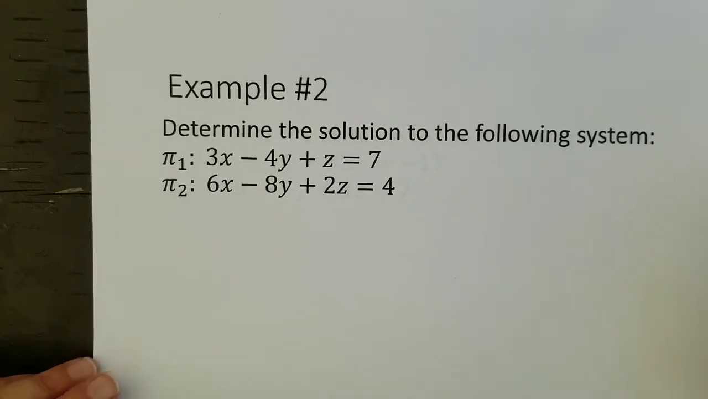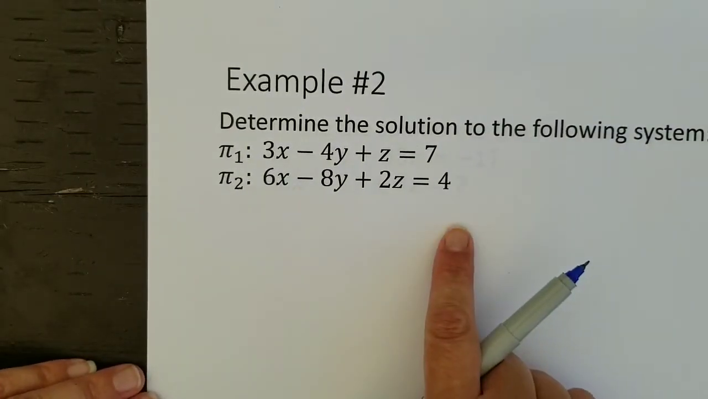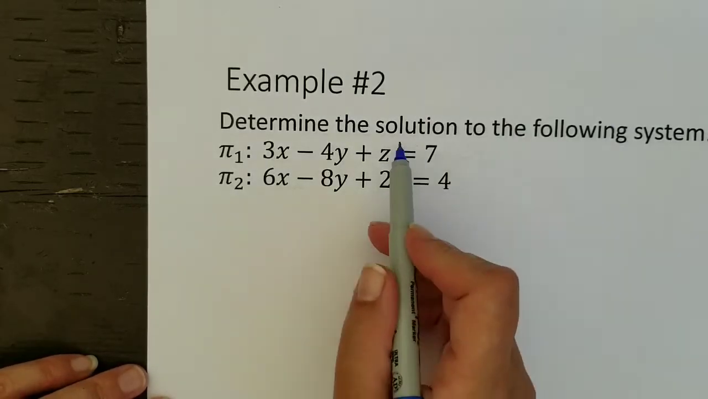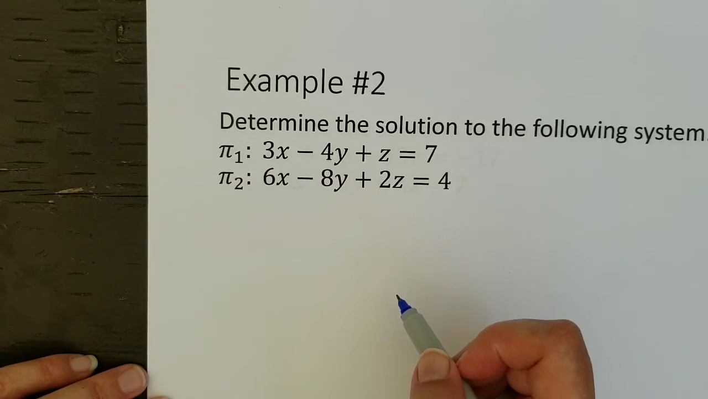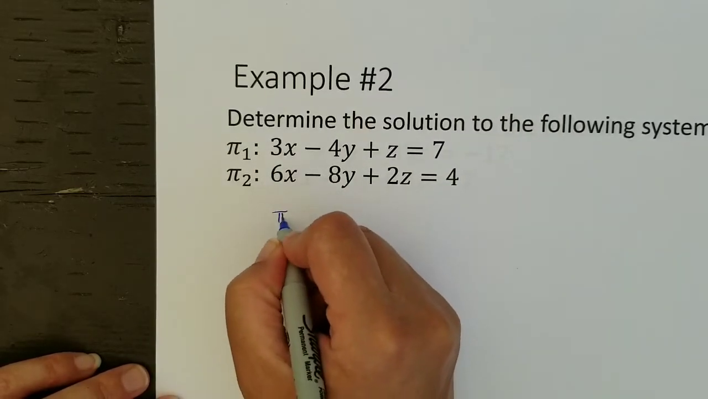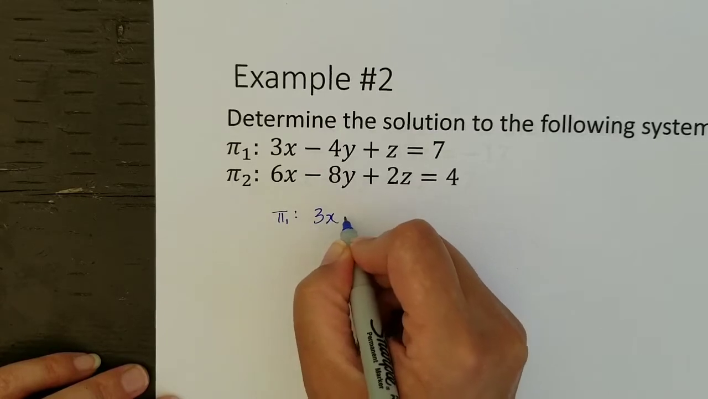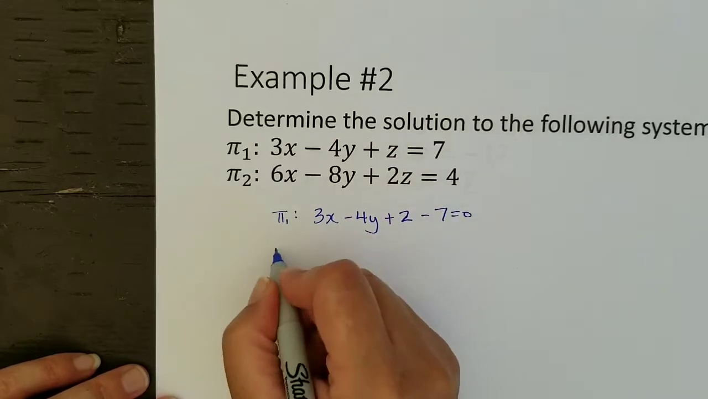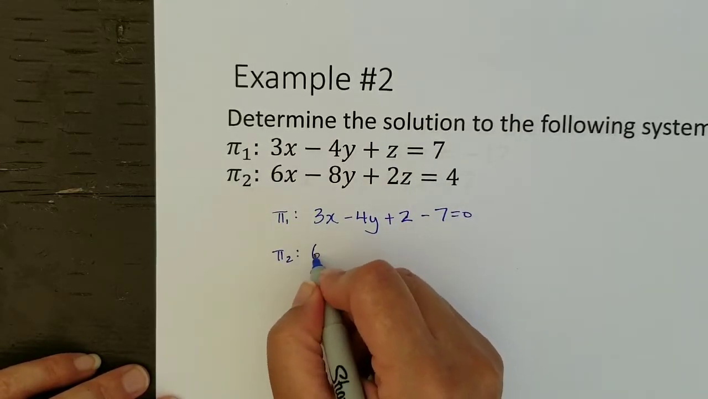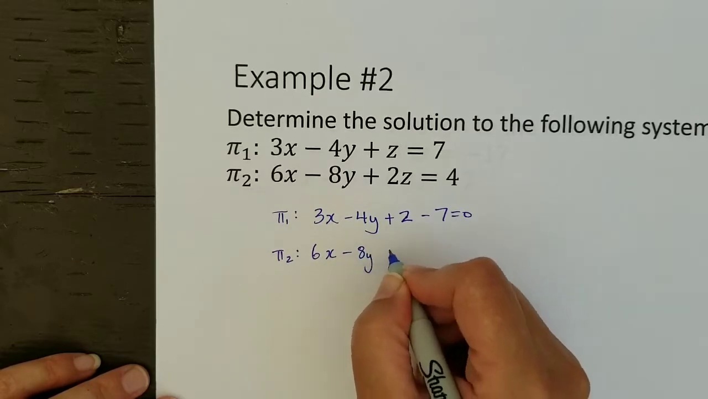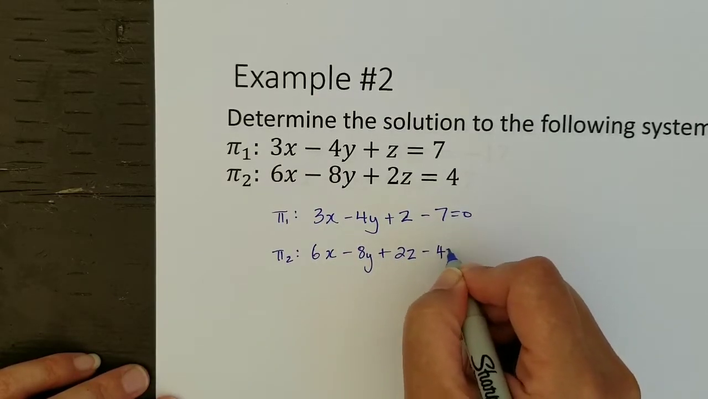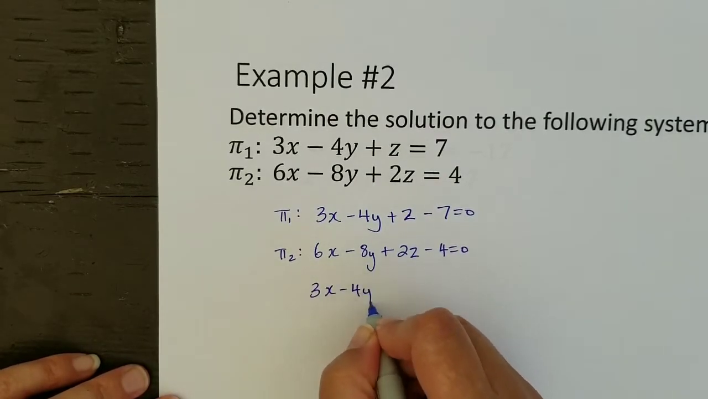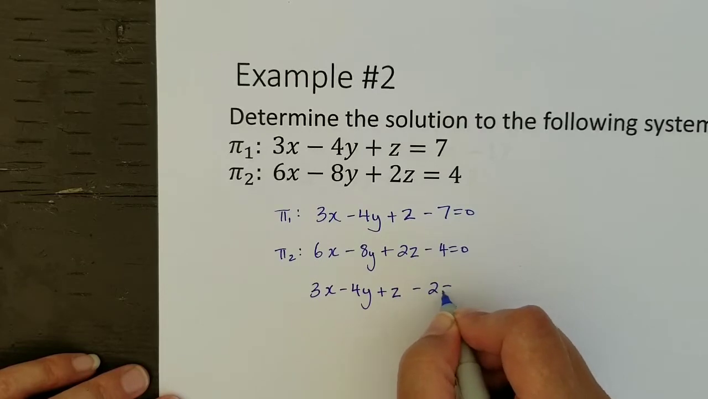So here, we're going to take a look at this one. Actually, this is a different case. So here we're going to look again, making sure that we get our equations into standard form. Plane 1: 3x minus 4y plus z minus 7 equals 0. And plane 2 is 6x minus 8y plus 2z minus 4 equals 0. And reducing that, we get 3x minus 4y plus z minus 2 equals 0.